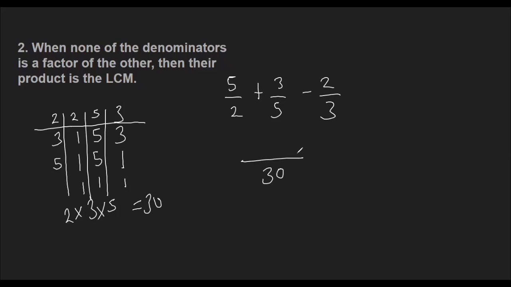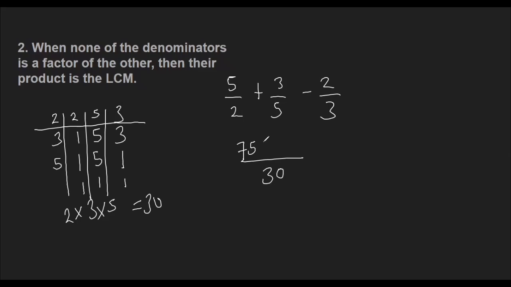So when you see this kind of fraction, and you see that the denominators are not a factor of each other, you simply know that to get the LCM, you have to multiply them to get the product. So to simplify this fraction now, since we have gotten our LCM, we are going to use the denominators to divide the LCM and then multiply the result by the numerator. So 30 divided by 2 is what? 15. 15 times 5 is going to give us 75.